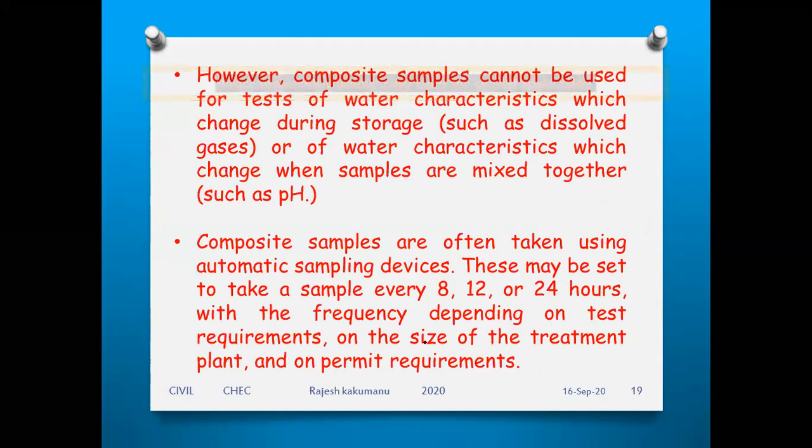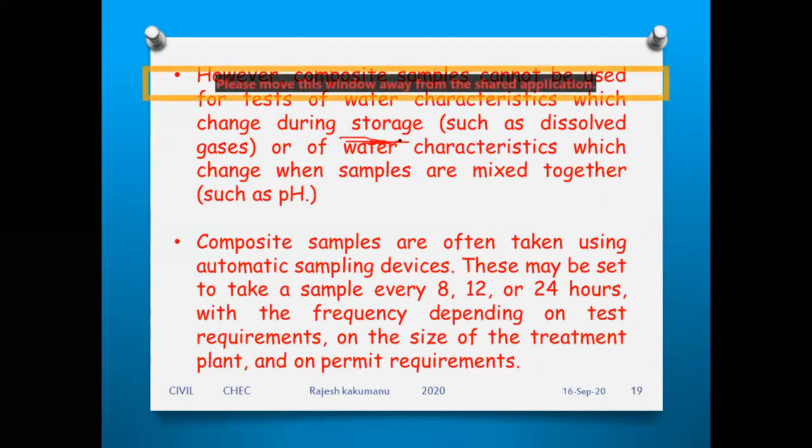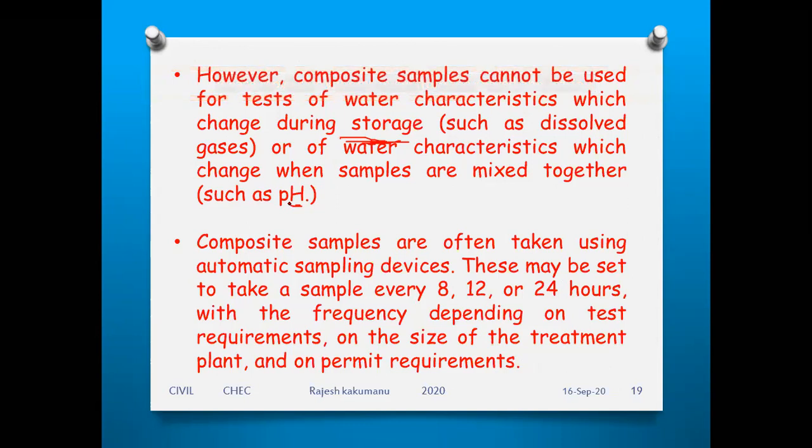So it is not possible to use it for tests where the water changes during storage, or which can change when samples are mixed together, such as pH value. So the pH value will change automatically when you are taking the samples in this composite type of sampling. The composite samples are often taken using automatic sampling devices. These may be set to take a sample every 8, 12 or 24 hours.